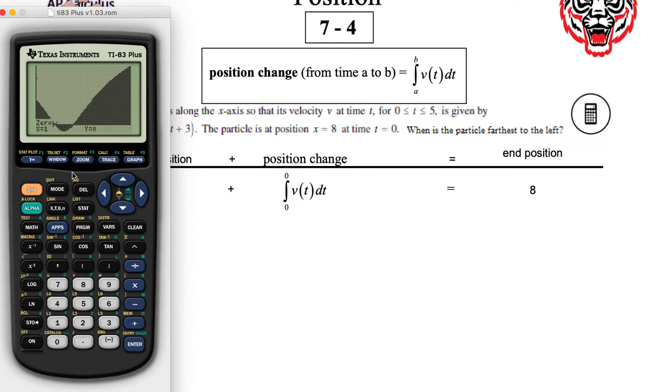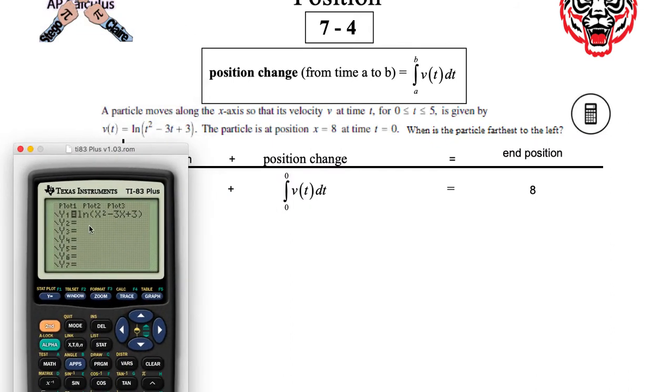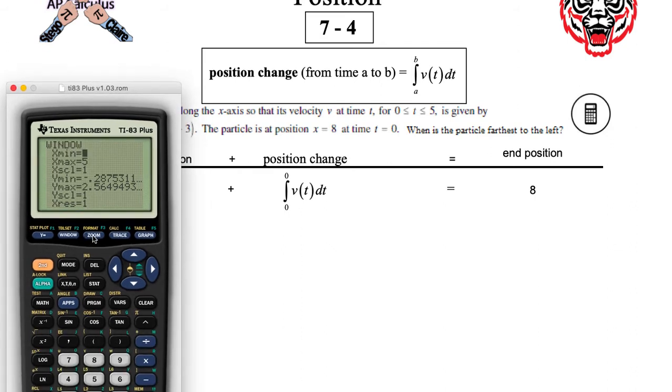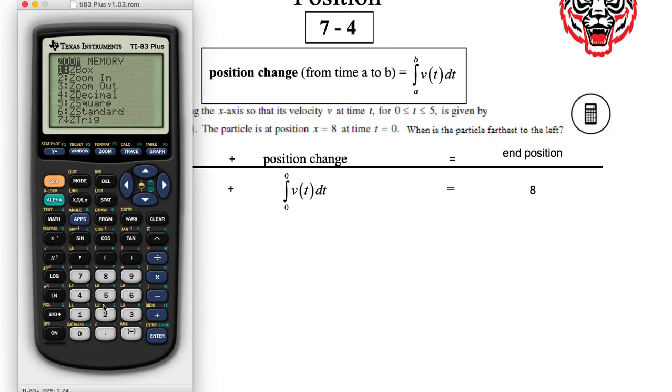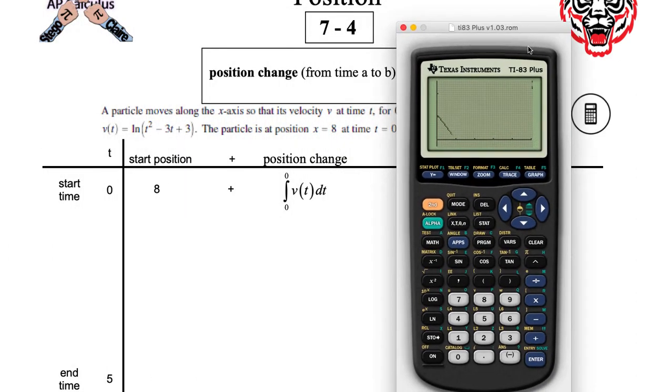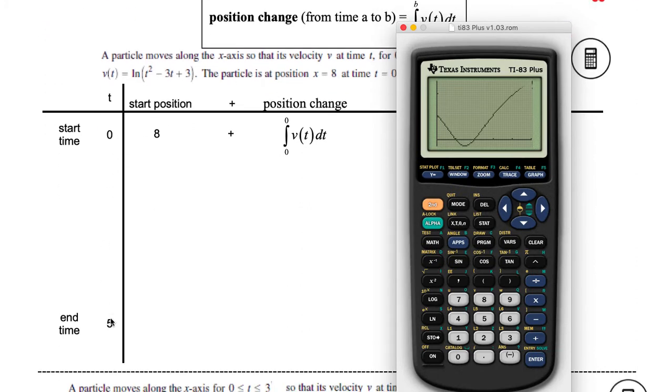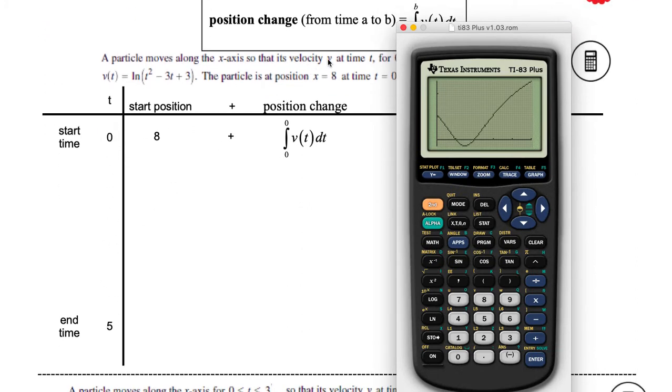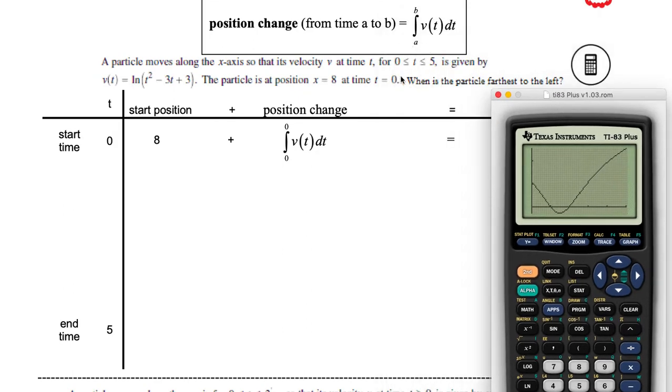So luckily, I already have this in here. It's the natural log of t squared minus 3t plus 3. My window is between 0 and 5, and I'm going to hit ZoomFit, whatever that function is called, and it will eventually graph that function. So I need to figure out the start time and end time, that's given by our window right here, that's done.